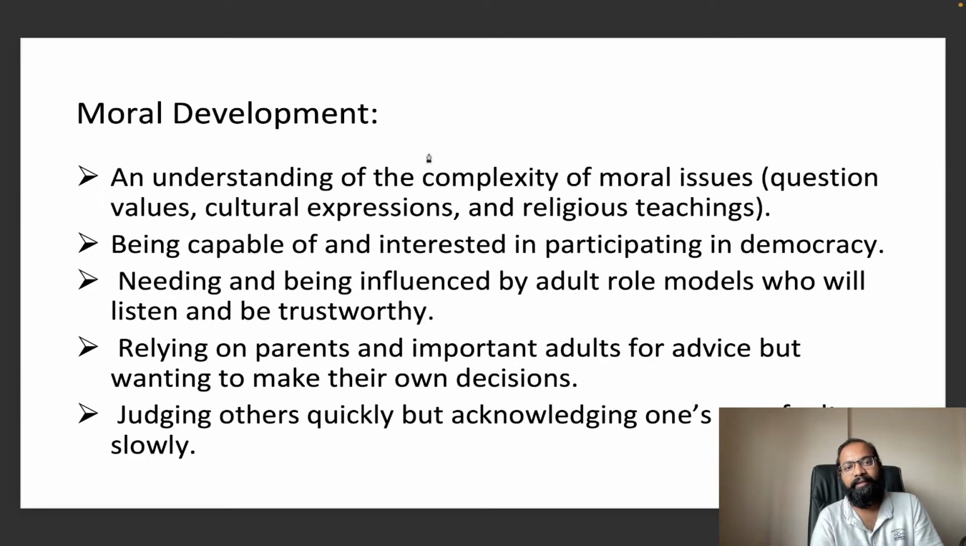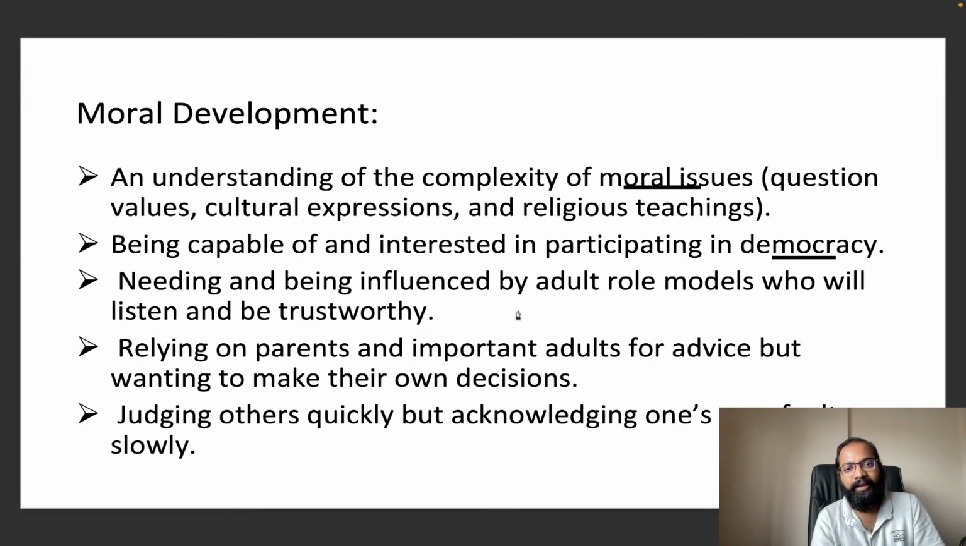And while coming to moral development, there will be some difficulty in understanding moral issues, like questioning values and cultural expressions, religious teachings and all. Okay, and being capable of interest in participating in democracy. That means usually, if you take adolescent age candidates, they don't have any type of racism. Okay, this person belongs to this caste, this person belongs to this religion, they don't have such things. They are highly democratic. They feel that everybody is equal.